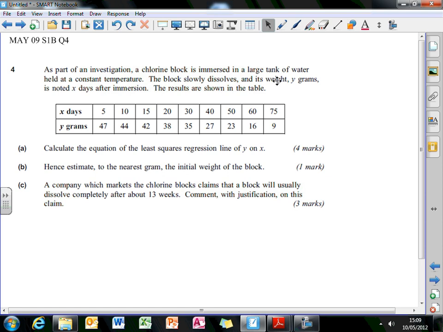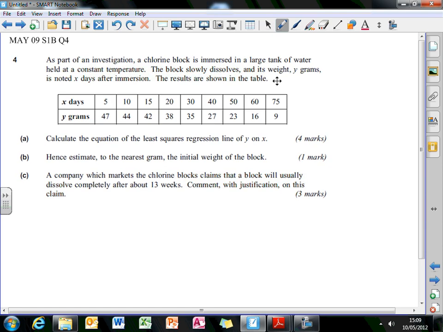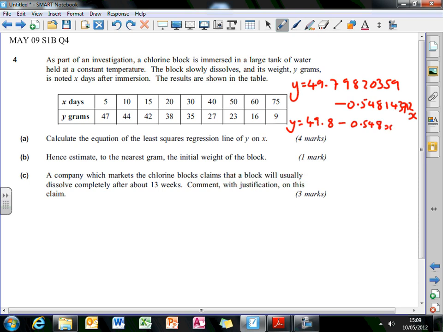So if you type it in your calculator, calculate your A and your B, I get 49.79820359 minus 0.5481437112x. Now, you wouldn't use it in that form, so let's round them a little bit. I'm going to go for 49.8 take away 0.548x. Try and keep the 3 decimal places there, but do it to 3 significant figures. You could probably do 50 there, it wouldn't be a problem. So there's the least squares regression line.